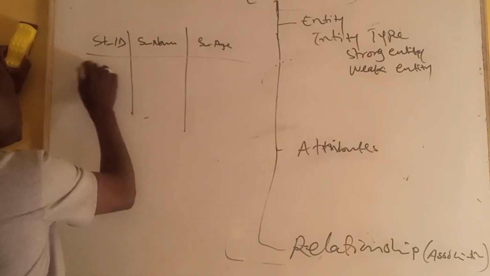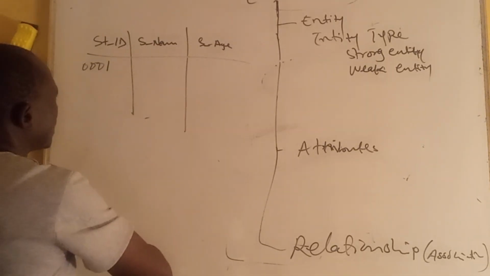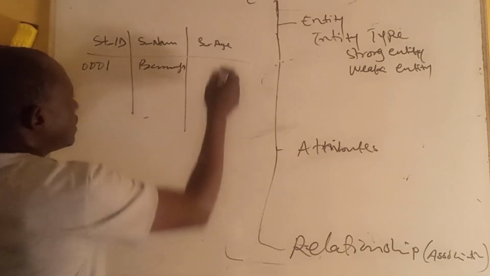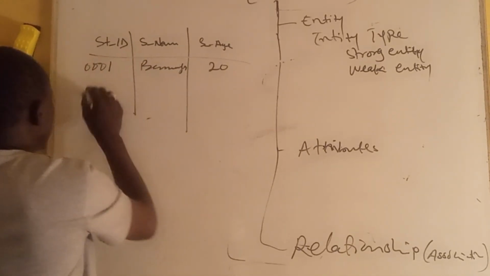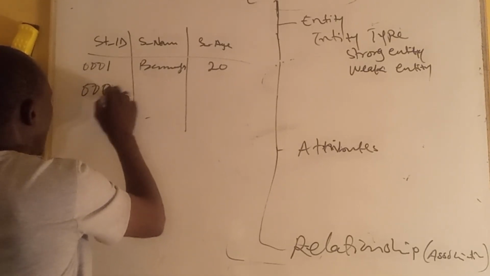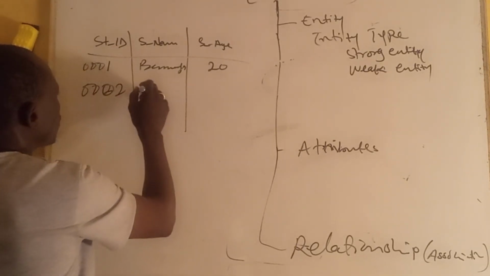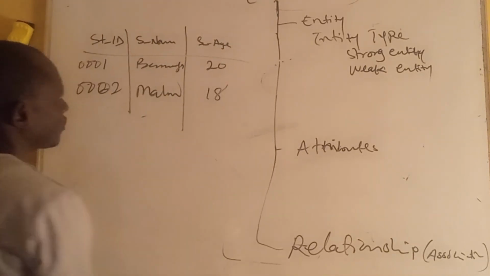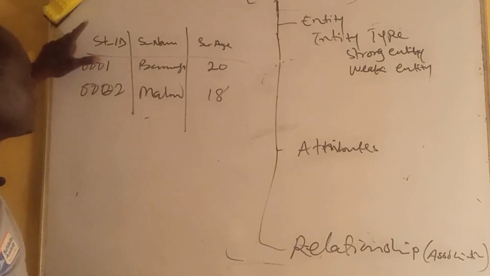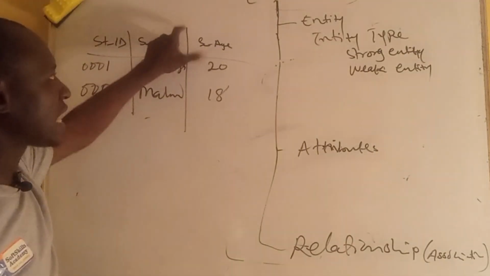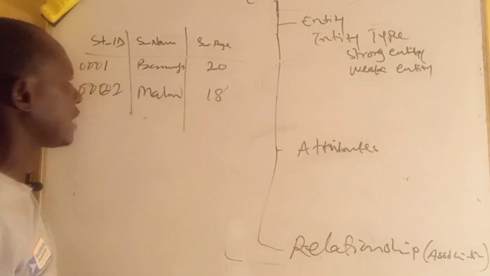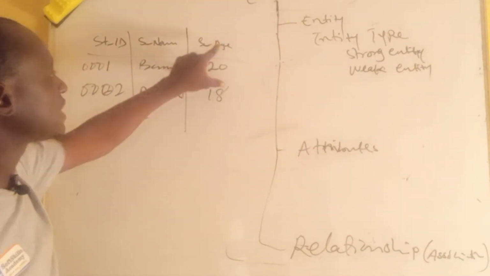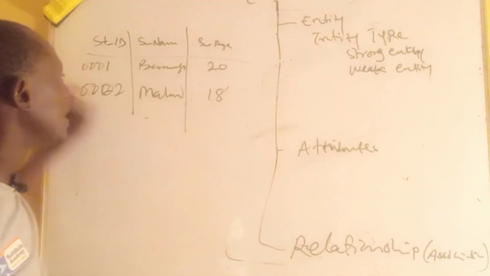We have 0001 as our student ID. We have, let's assume, Bamanga as a student. We have age 20. So we have 002 as our student ID. We have Mahmoud as name, we have age as 18. So now, this is the entity type that is being represented by these names. Are we together? These are records.